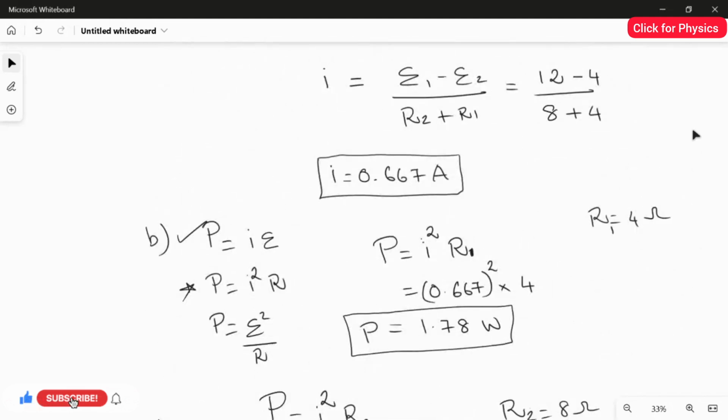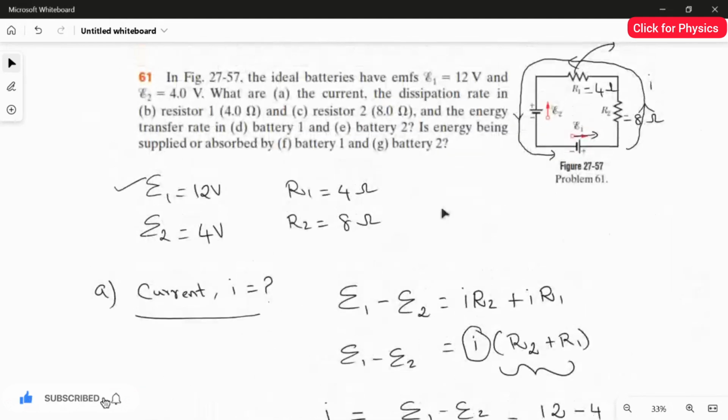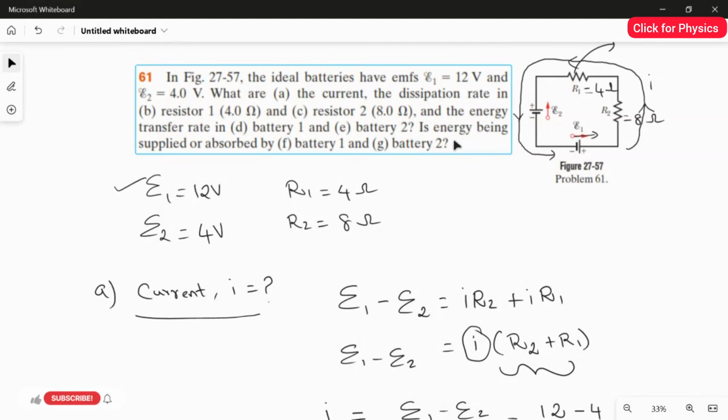Okay. Now we have to go back to the sixth question and the seventh question, because you have to read the questions very carefully. So what is given in the question? Is energy being supplied or absorbed by battery 1, or is energy being supplied or absorbed by battery 2? So what they ask, you have two batteries, EMF. Which battery is going to supply the energy and which battery is going to absorb the energy? So that answer you have to give.